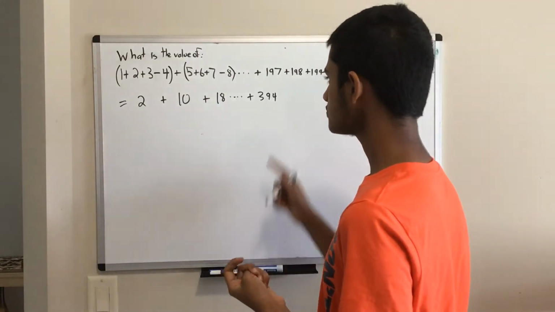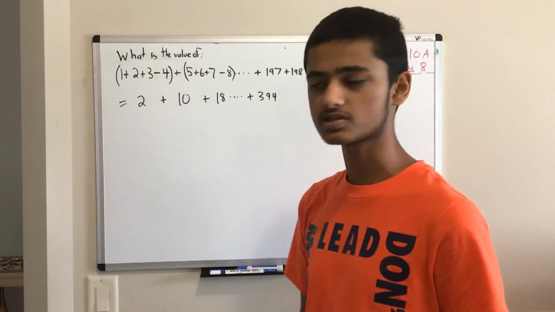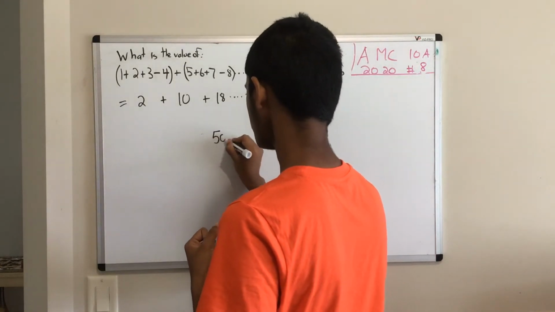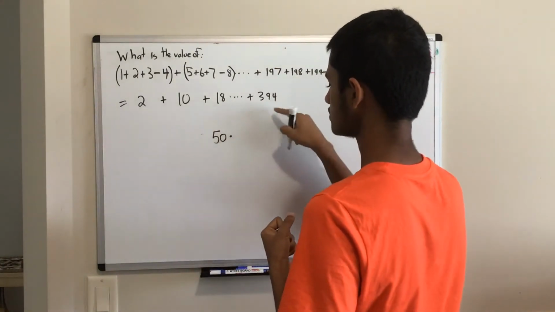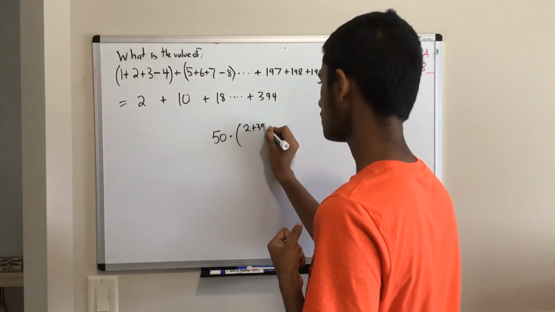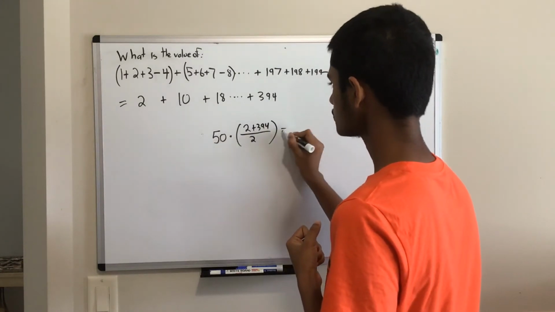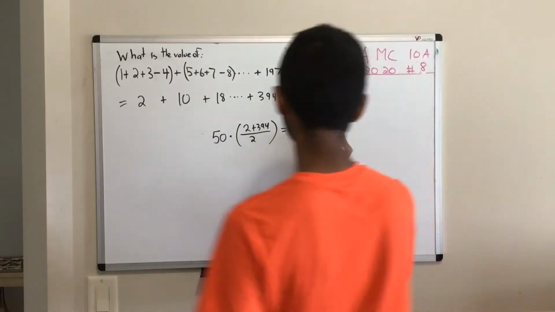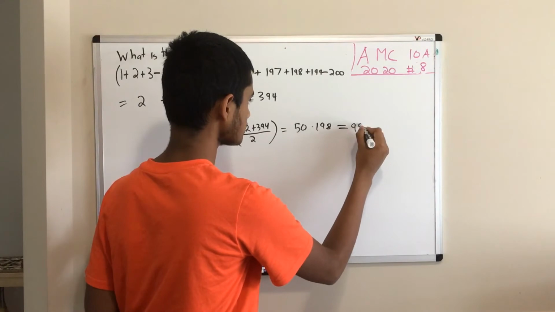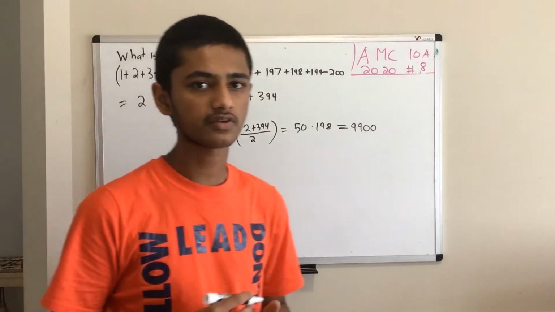And since we know the number of terms, we can just use the formula for finding the sum of an arithmetic sequence. And the sum of an arithmetic sequence can be written as the number of terms, which is 50, times the first term plus the last term, so 2 + 394, divided by 2. So this can be written as 50 times 198, and that's going to be the same thing as 9,900, which is our final answer for the value of this expression.